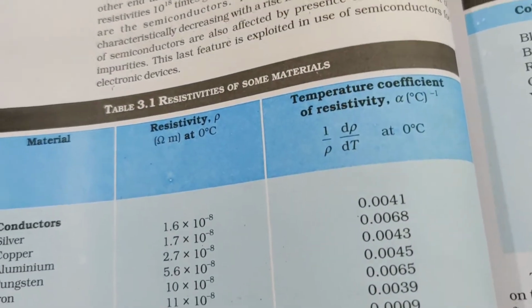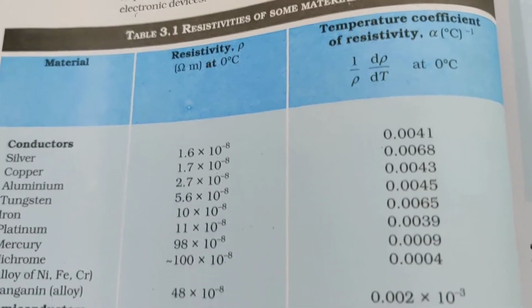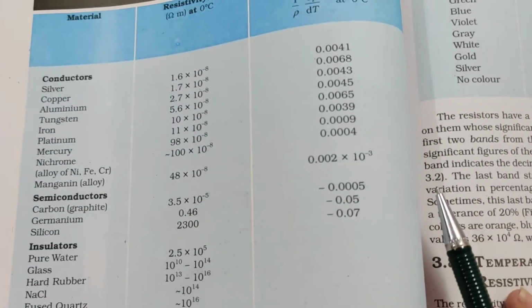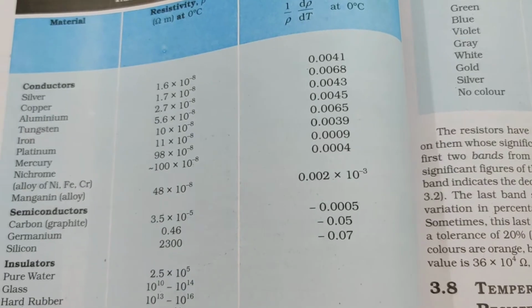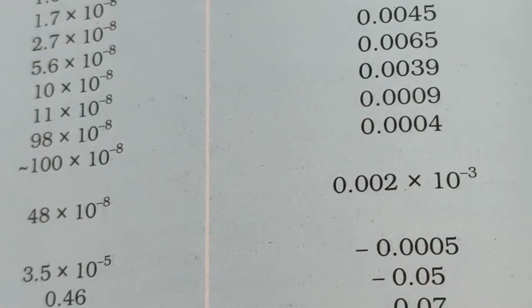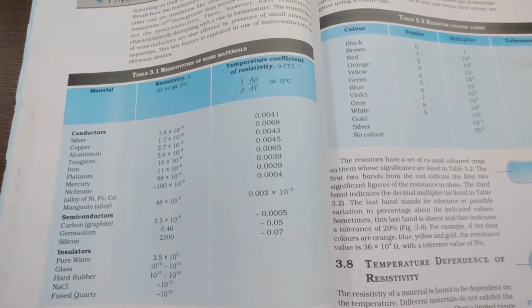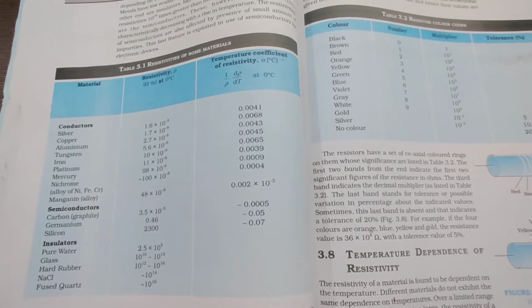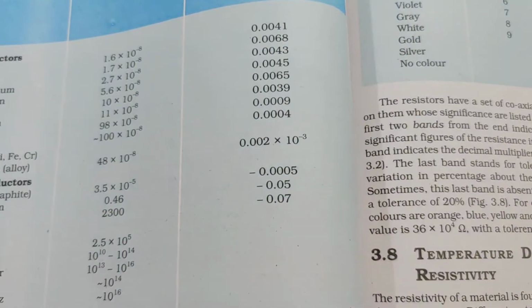This is table 3.1 Resistivities of some materials. You should take a note here by yourself. Take a note through this chapter, through this table yourself.